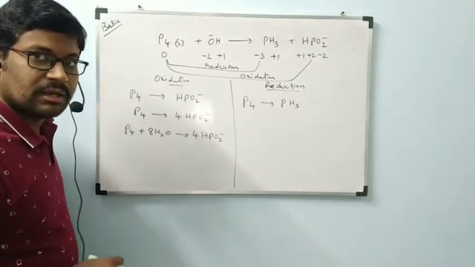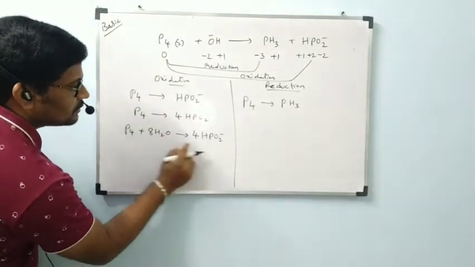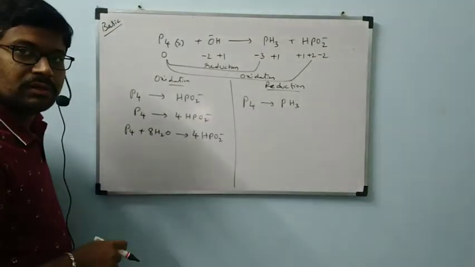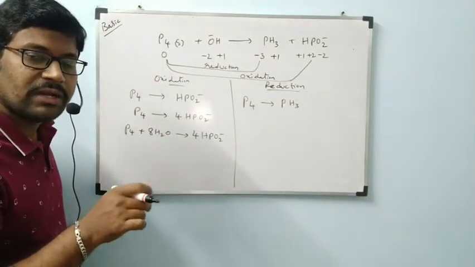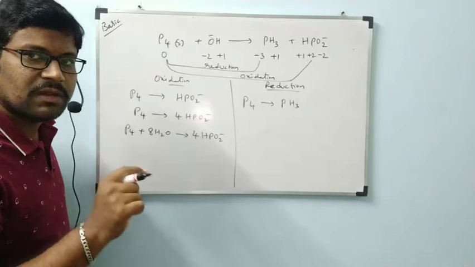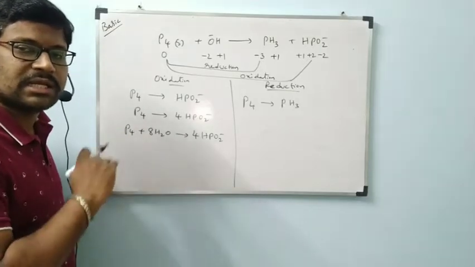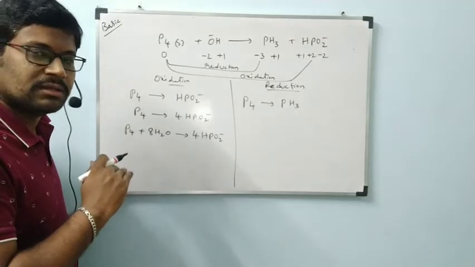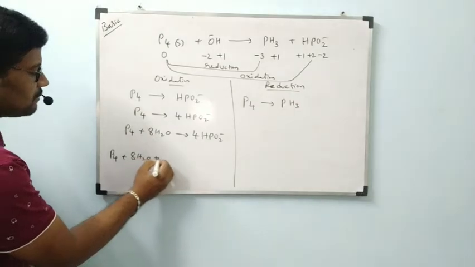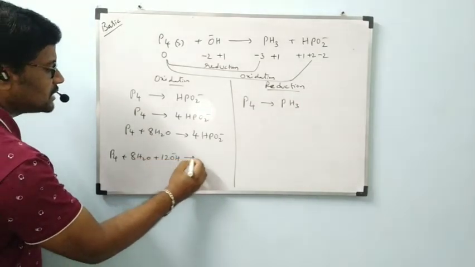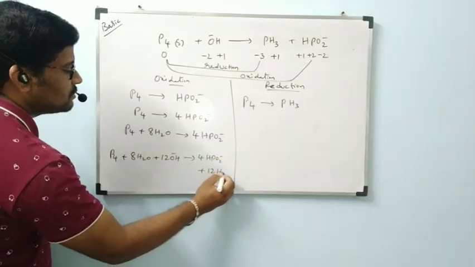Oxygens are balanced. Now next step, hydrogens. See, 8 twos are 16 on the left. Here 4. On the right side, how many hydrogens are deficient? 12 hydrogens are deficient. That many water molecules must be added on the right side, and the same number of OH minus ions must be added on the left side. So P4 plus 8H2O plus 12 OH minus gives rise to 4HPO2 minus plus 12 H2O.